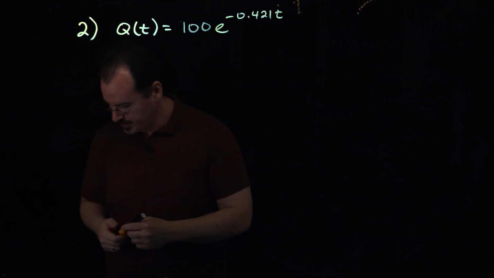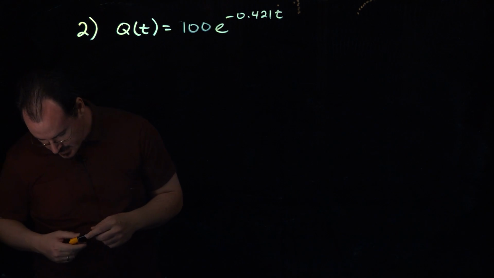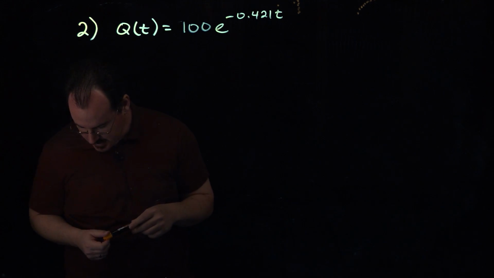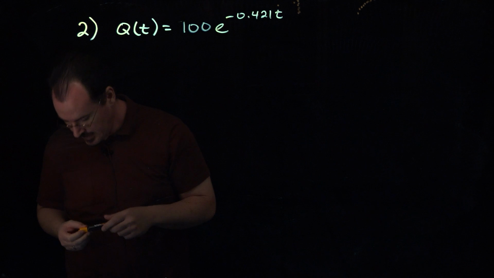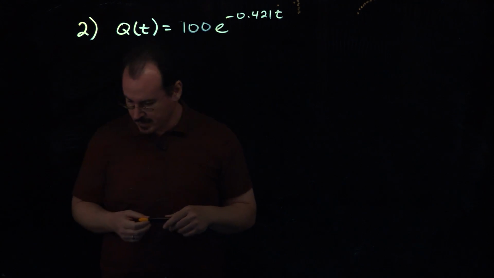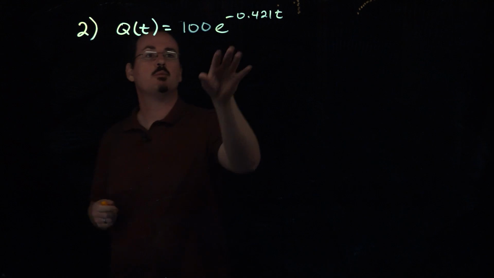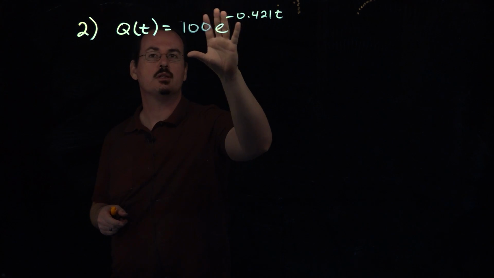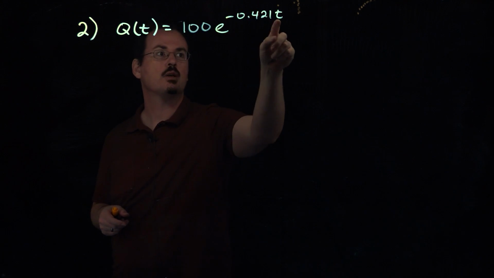In problem 2 from section 4.4, this is the word problem. The quantity in grams of a radioactive substance present after T years is this thing here. Find the rate of change of the quantity present after 2 years. So again, keep in mind what this function is telling us is the total amount of the quantity of the substance that is left after whatever T years.